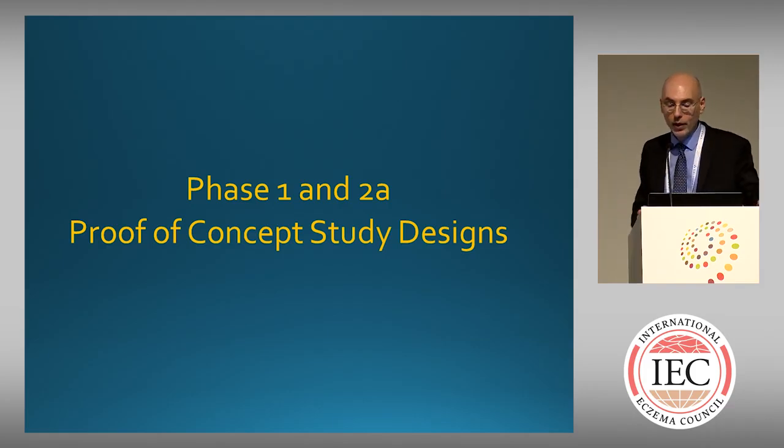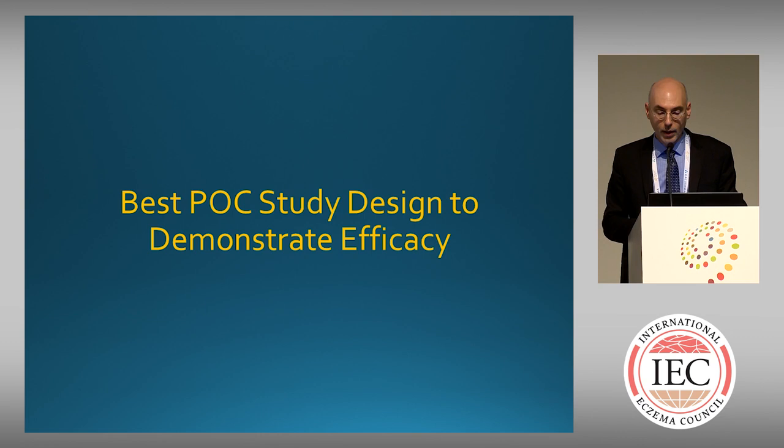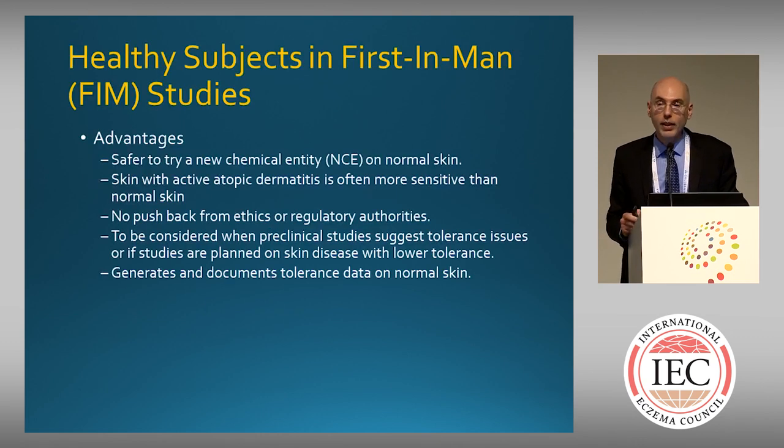Good. So now phase 1 and 2A, proof of concept study design. One question that I often get is, in drug development for atopic dermatitis, do we need to use the drug in a first-in-man study in healthy volunteers? In drug development with systemic drugs, this is almost always the case. There are exceptions like oncology, but in atopic dermatitis, a typical biologic or oral drug would have a single ascending dose, multiple ascending dose study in healthy volunteers.